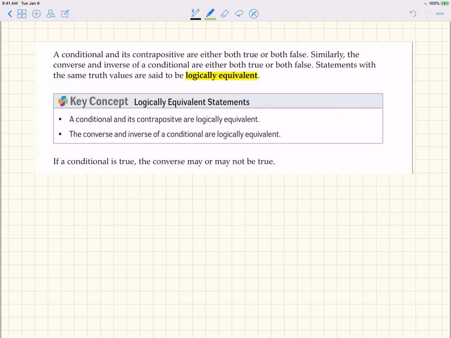All right, so again, if I have a conditional and a contrapositive, and they spelled contrapositive wrong, look at that. I love picking up errors in the book. So if the conditional is true, the contrapositive is true. If the contrapositive is true, the conditional is true. If the conditional is false, the contrapositive is false, and so on. And if we create converses and inverses of a conditional, they are also logically equivalent.